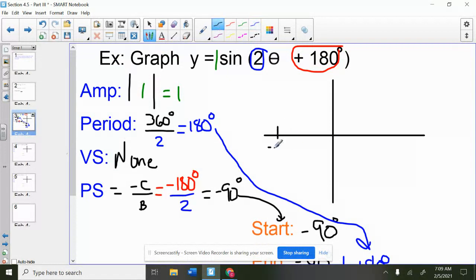So starting at negative 90, which is off here to the left. And then I know I'm going to end at positive 90. We also talked about how our amplitude was 1. Remember your midline.